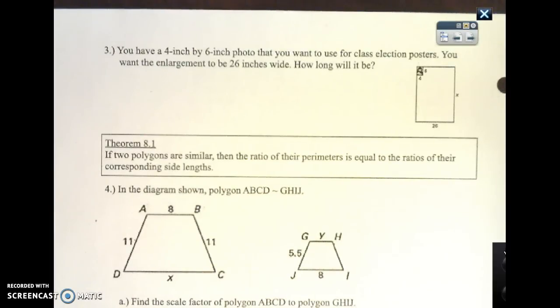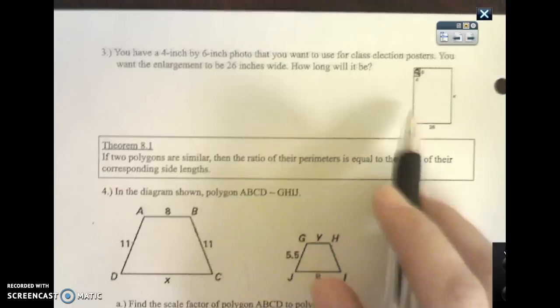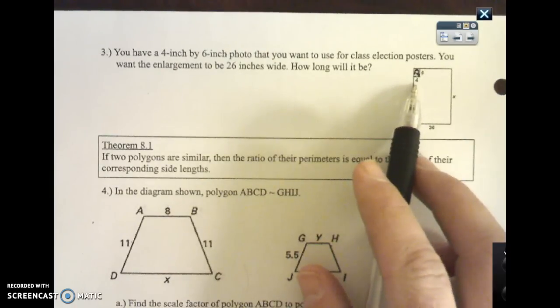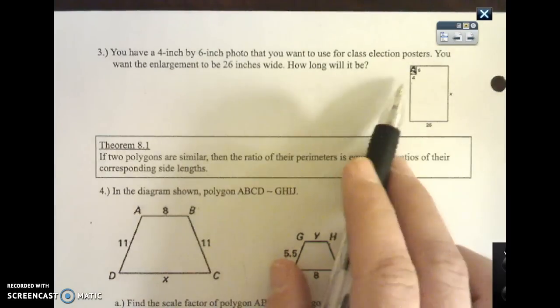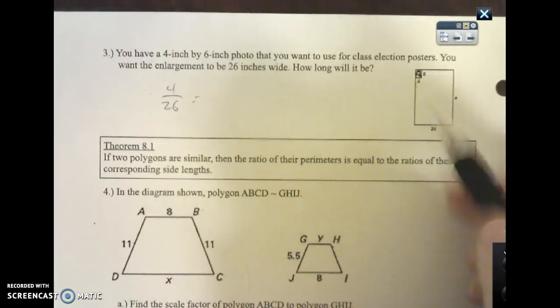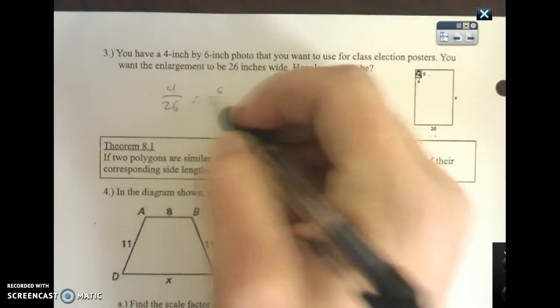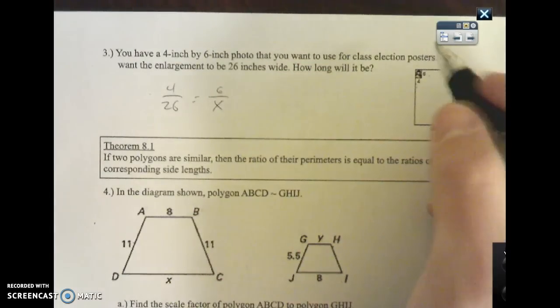Okay, you have a 4-inch by 6-inch photo that you want to use for class election posters. You want the enlargement to be 26 inches wide. How long will it be? Well, I'm making a ratio up here, or rather a proportion. Here's my width, here's my length, here's my width, here's my length. I can say 4 over 26 equals 6 over x.